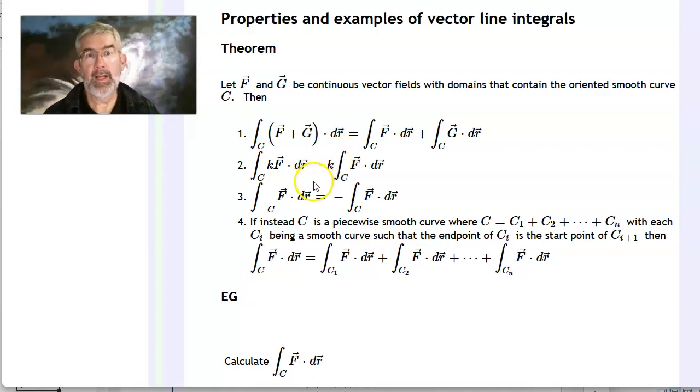Now, the third property is that if I integrate F dot dr backwards along C, so I've chosen an orientation, say it starts here and ends there, then minus C would be the one that starts there and ends here. If I integrate backwards along the curve, then I get minus what I would have had when I integrated forward along the curve.